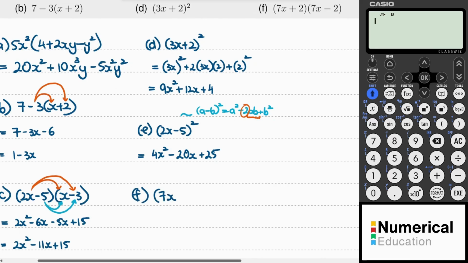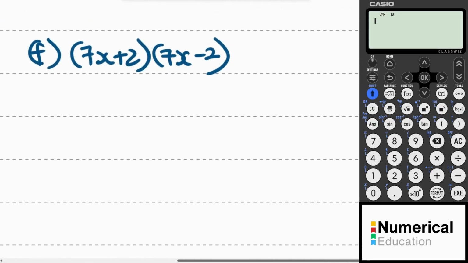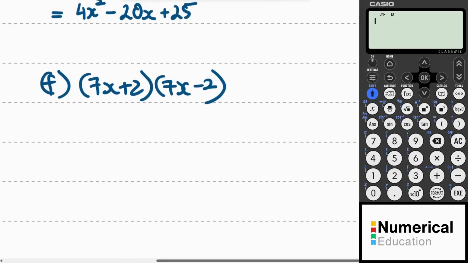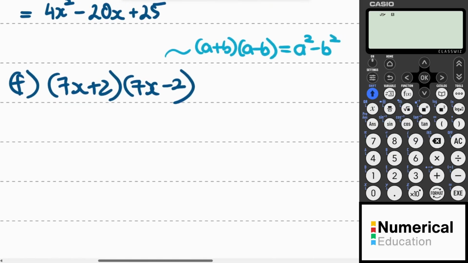So we have (7x + 2)(7x - 2). So this here is the difference of two squares, if I can zoom in properly. Just to clarify, we are looking at the situation where you have two brackets that are kind of the same, but it simplifies to the difference of two squares, which I'm just going to move across so you can see it easier. So we're going to go ahead and expand these brackets here.